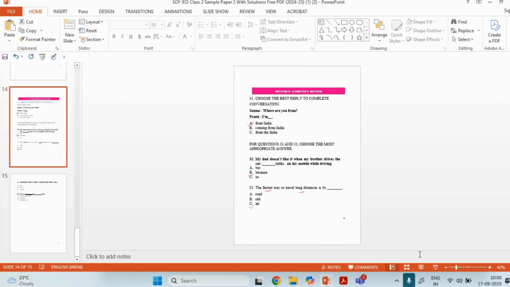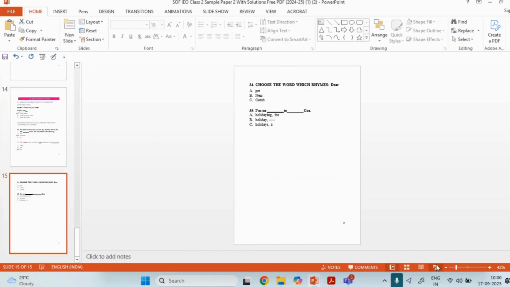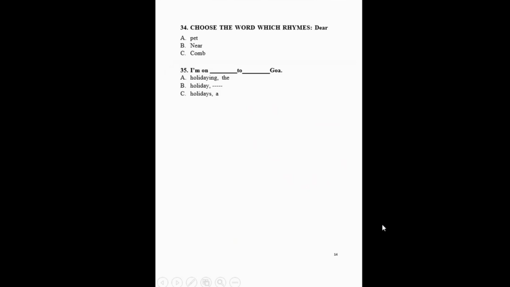Now question number 34 and 35, the last two questions. Question number 34: choose the word which rhymes. Dear: pet, near, comb. Which is rhyming? Near is rhyming.